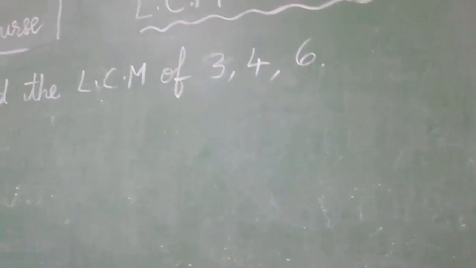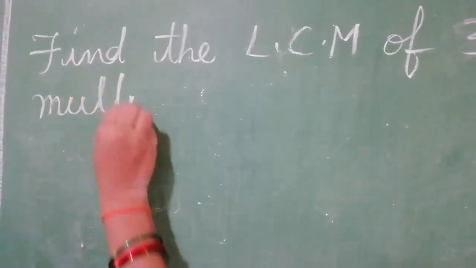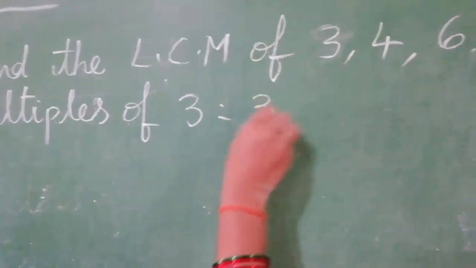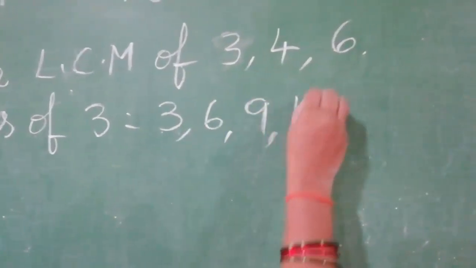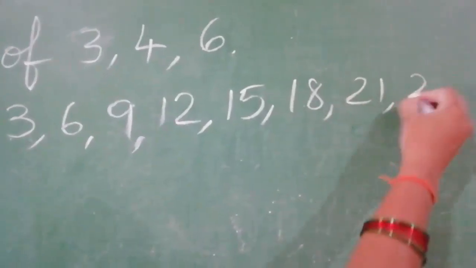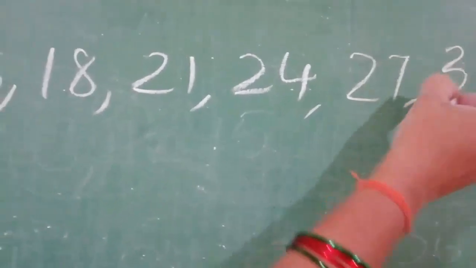Now I will find the sum on the board. See, multiples of 3: 3, 6, 9, 12, 15, 18, 21, 24, 27, 30.